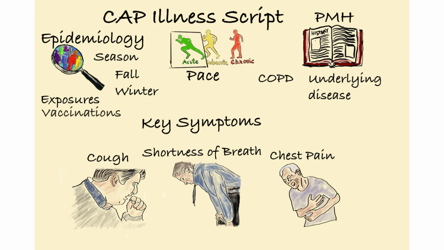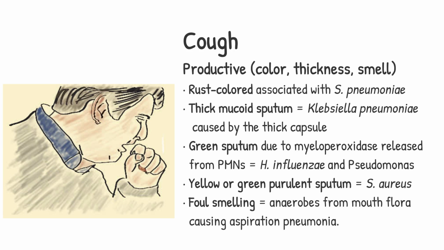The pace of illness will be either acute or subacute. The key specific symptoms for CAP are cough, shortness of breath, and chest pain. First, cough. Was it productive or non-productive? If productive, what was the color and consistency of the sputum? Rust-colored is associated with Strep pneumoniae. Thick mucoid sputum is seen in Klebsiella pneumoniae, caused by the thick capsule.